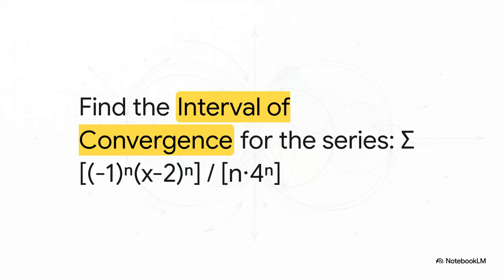Okay, here's our first problem. Looks pretty standard. We've got a series centered at x equals 2 and a few different pieces floating around. Our mission is to use our 3-step method to find the complete, total interval of convergence. All right, let's do it.